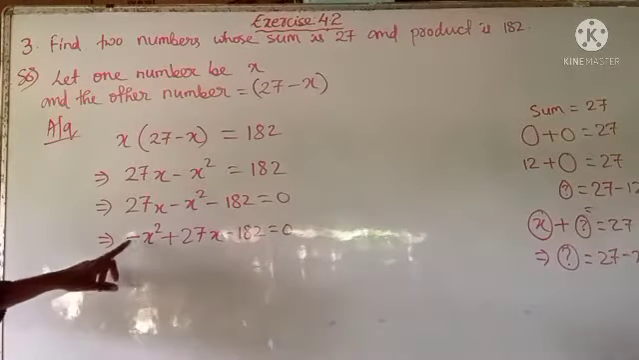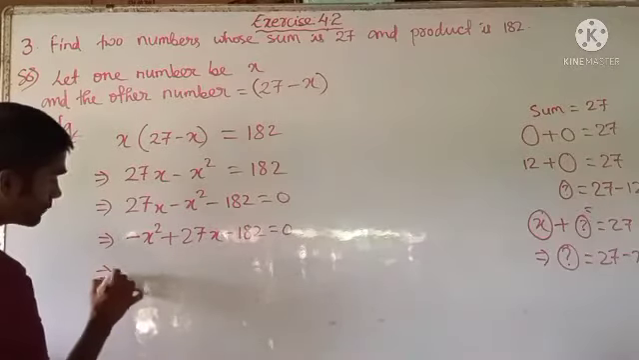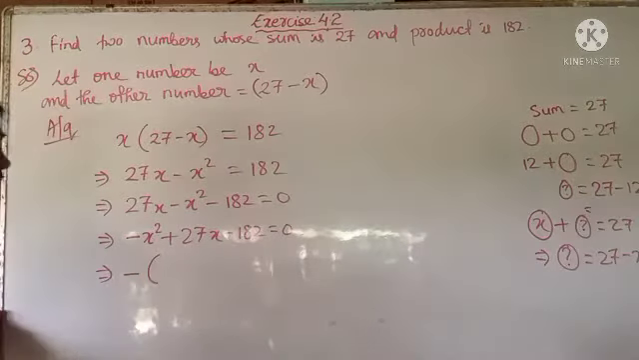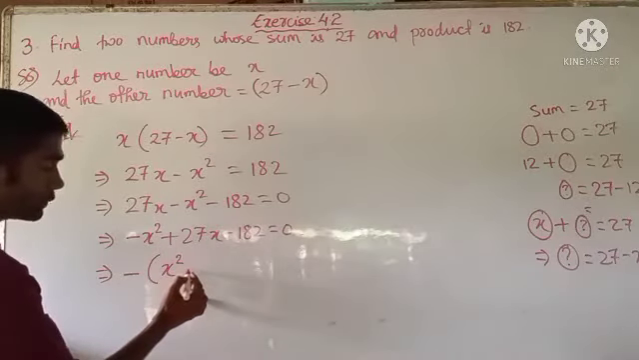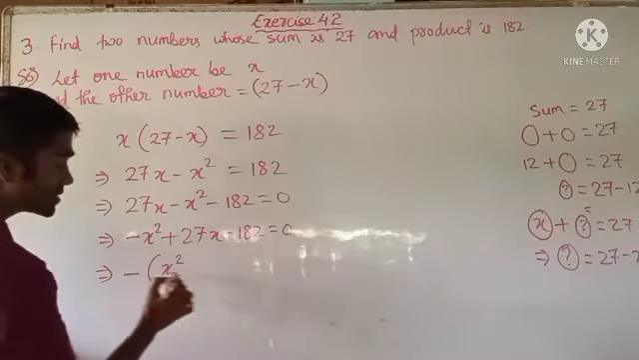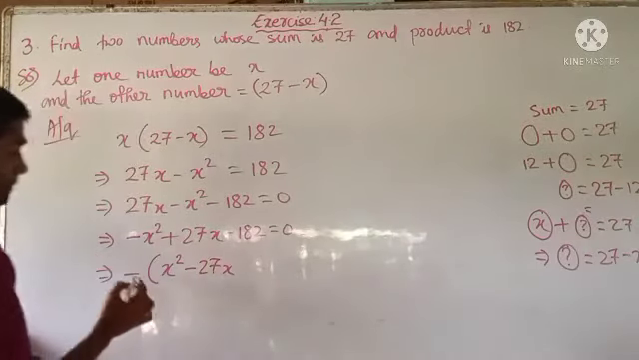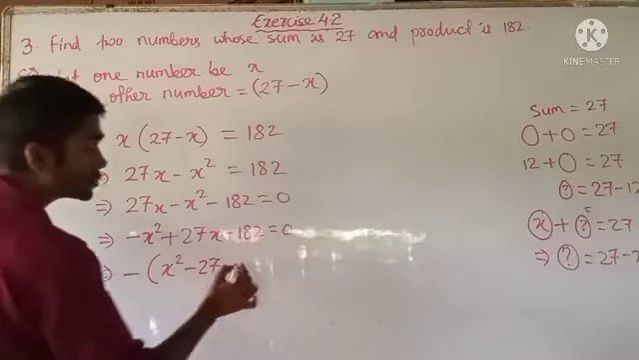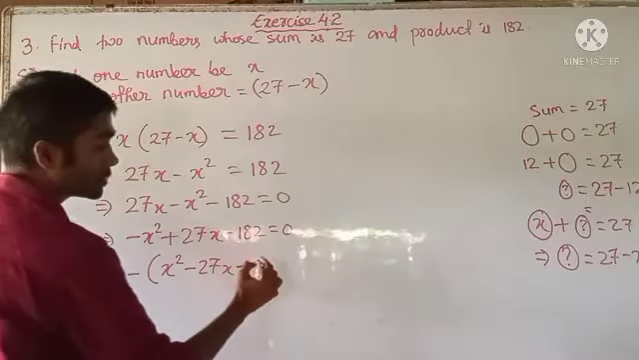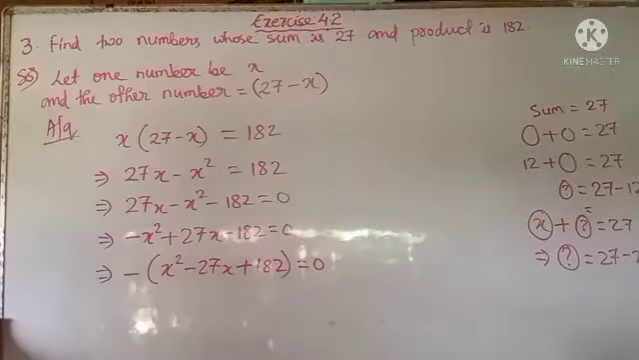Here we can see one minus sign is there. So in order to remove this minus sign, we'll take minus common from it. So when we are taking minus common, we'll get x square; minus with what will we multiply in order to get this plus? Minus into minus is plus. So 27x, again minus with what will we multiply in order to get this minus? So minus into plus is minus. So plus 182 is equal to 0.